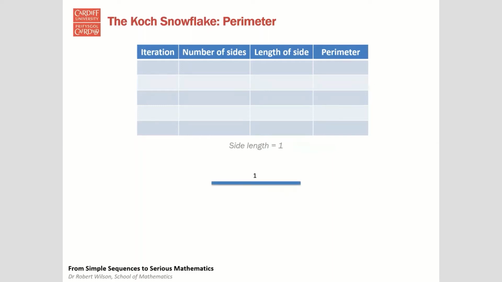The first stage is relatively straightforward. Obviously, we have 3 sides in our triangle, and the length of each side, as we've already described, is equal to 1. So the perimeter is just 3.